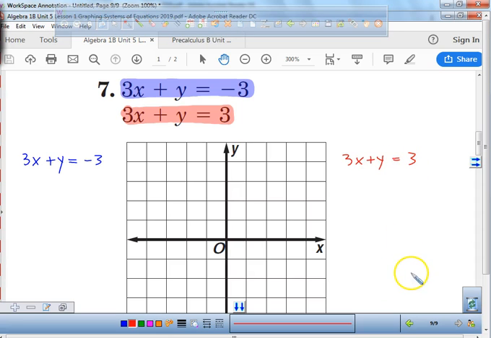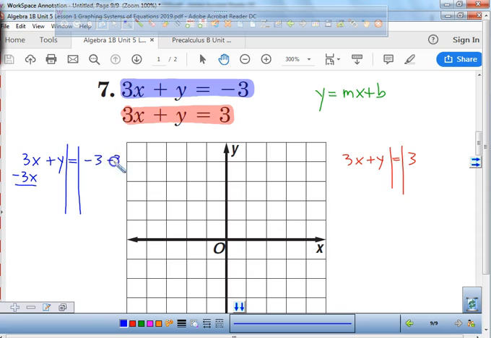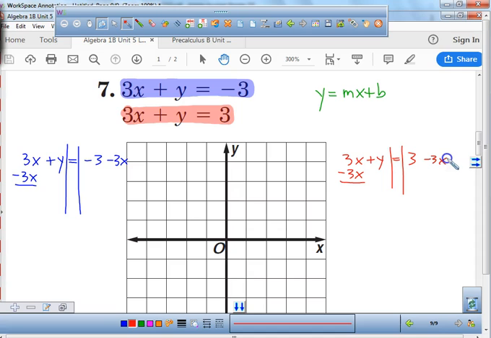What's the only thing that I have to do to change both of these to slope-intercept form, which is y equals mx plus b? That's it. Good job. So all we have to do on both this one and this one is take away 3x from both sides. So my final answer for slope-intercept form is y equals -3x plus 3.